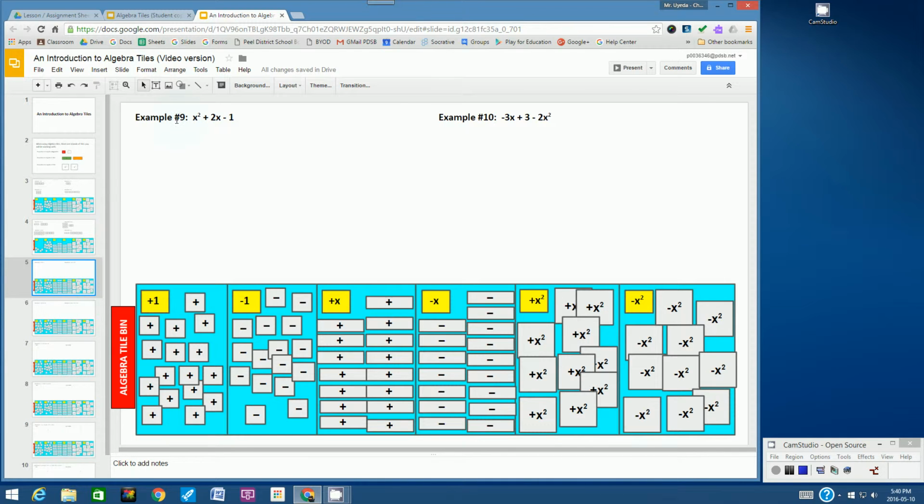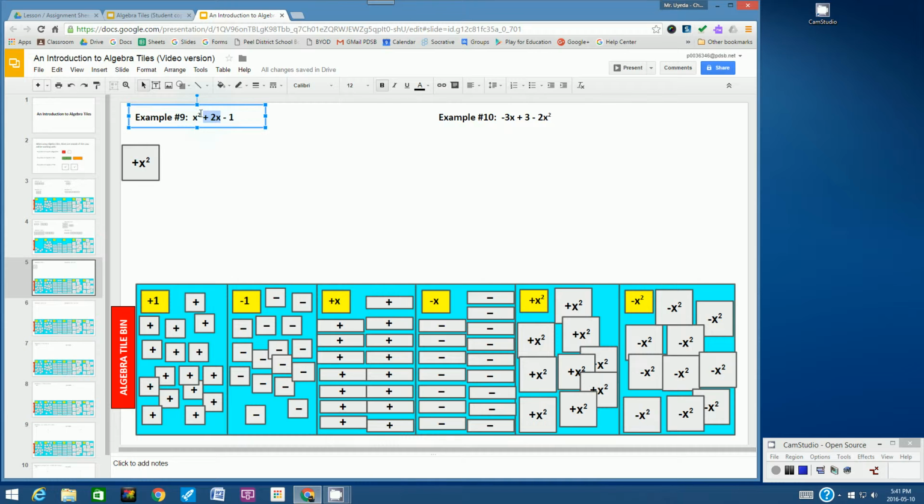All right, so for example 9, we've introduced the last type of tile that we haven't used yet. So what we want to do is look for any x squareds. I see one x squared term here. Again, there's no sign in front of it, which means it's positive, and there's no number in front of it, which means it's 1. So let's bring over one of these big tiles. This is x squared.